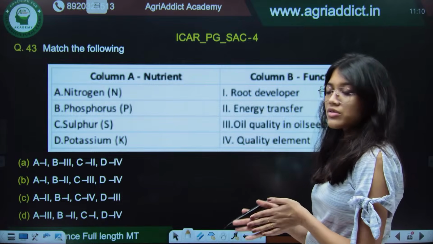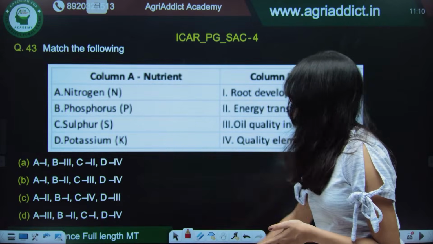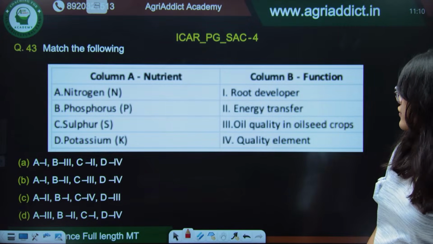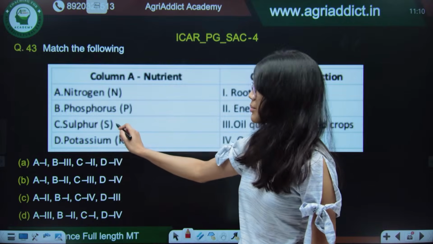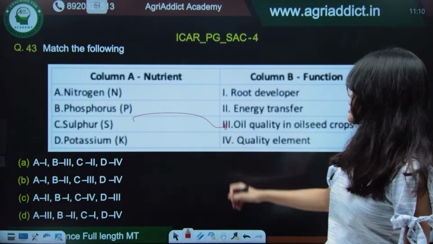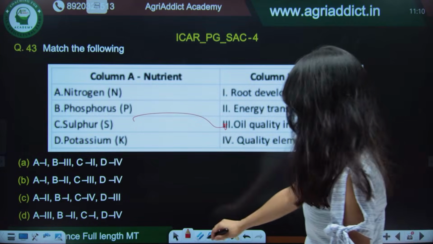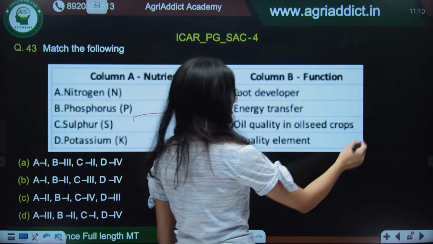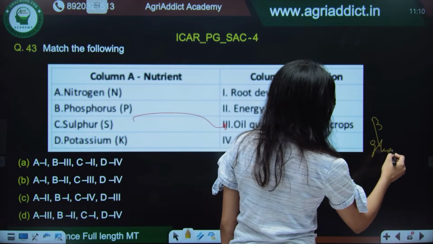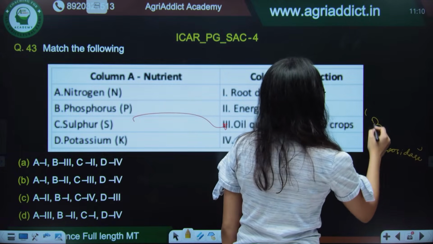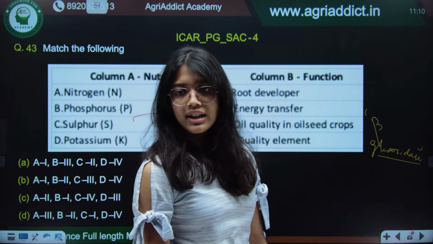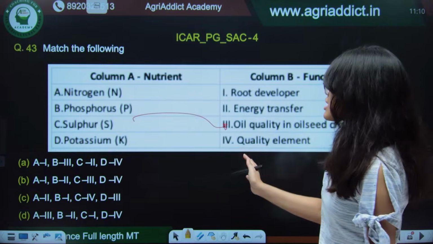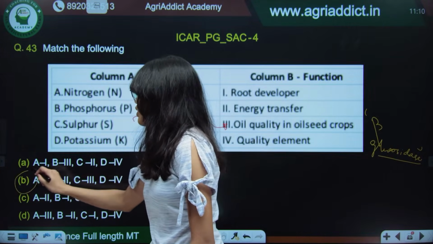So, you have to match the nutrients along with their important functions. Very easy question. Nitrogen, then phosphorus, sulfur. Everybody knows that sulfur is directly linked to the oil quality, and it is specifically due to the presence of one enzyme. Can anybody tell me the name of that enzyme? It is beta glucosidase. That will regulate the oil quality in case of different crops, specifically oilseed crops. So, C will go with option number 3, and we are only having one option.